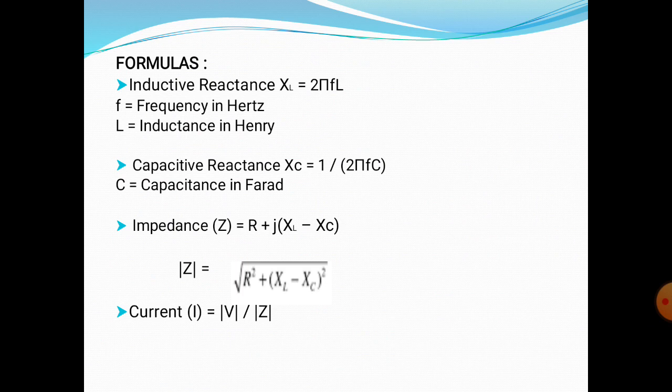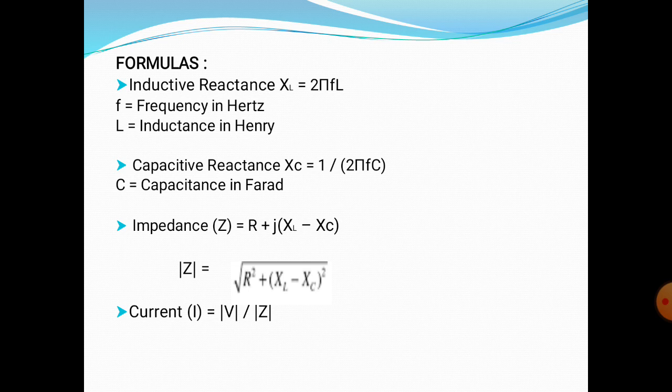First one is inductive reactance. The inductive reactance denoted as XL is equal to 2 pi FL. F is nothing but frequency. The unit of frequency is hertz, and L denoted as inductance. The unit of inductance is Henry. Next, capacitive reactance. Capacitive reactance denoted as XC is equal to 1 divided by 2 pi FC. C is nothing but capacitance. The unit of capacitance is farad.